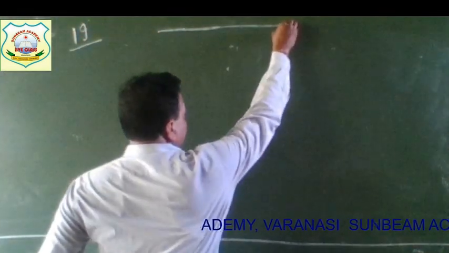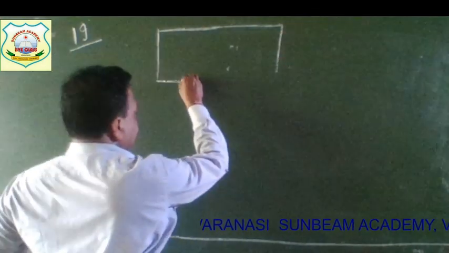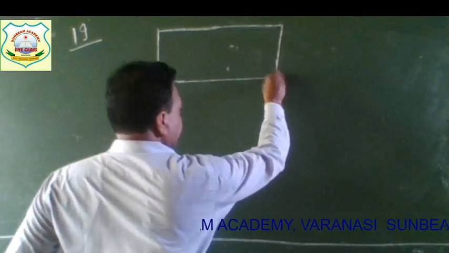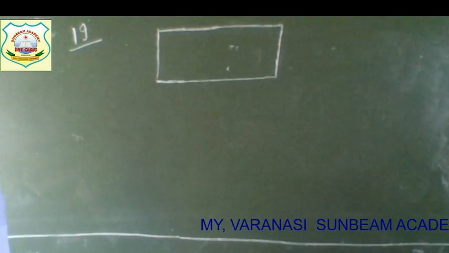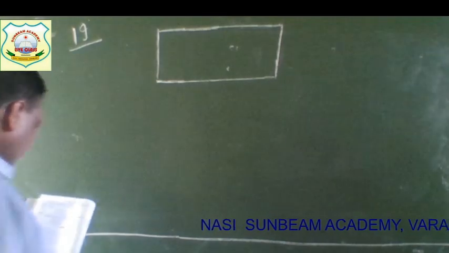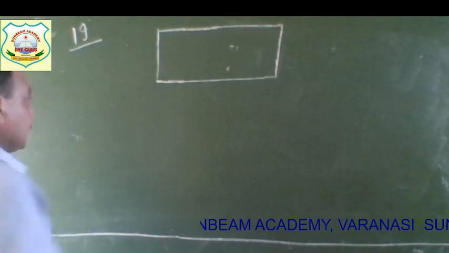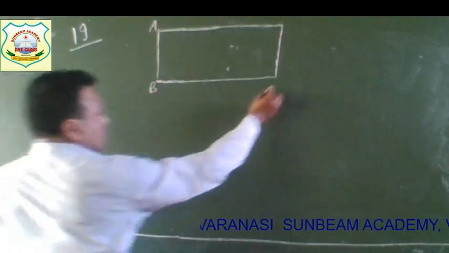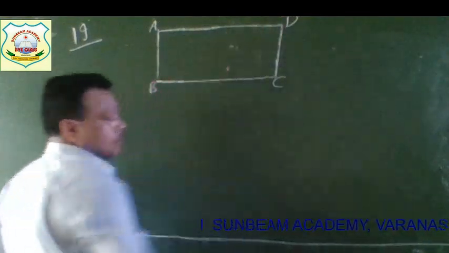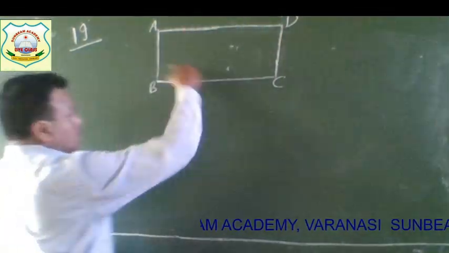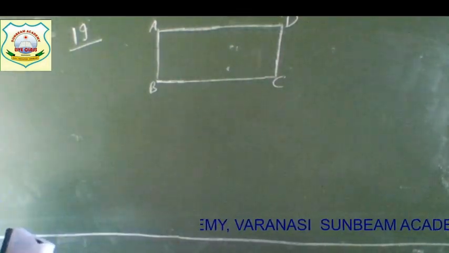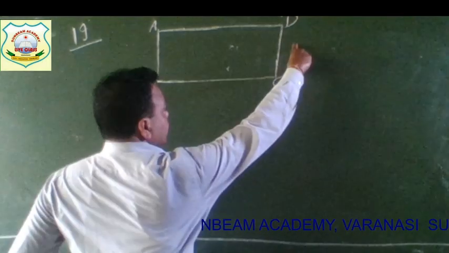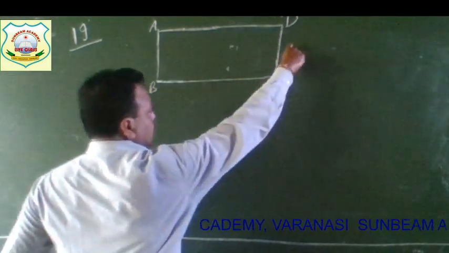First of all, draw a rectangle. Here one side is given, these two adjacent sides. That means this is a rectangle. We label it A, B, C, and D. Clear, students? The opposite sides are equal. So AB and BC are adjacent sides, CD and AD are adjacent sides, BC and CD are adjacent sides.